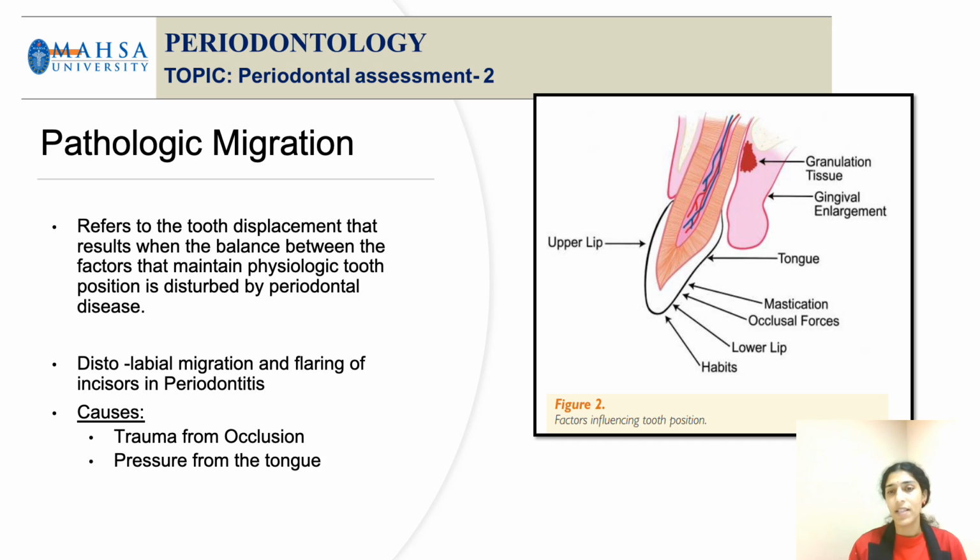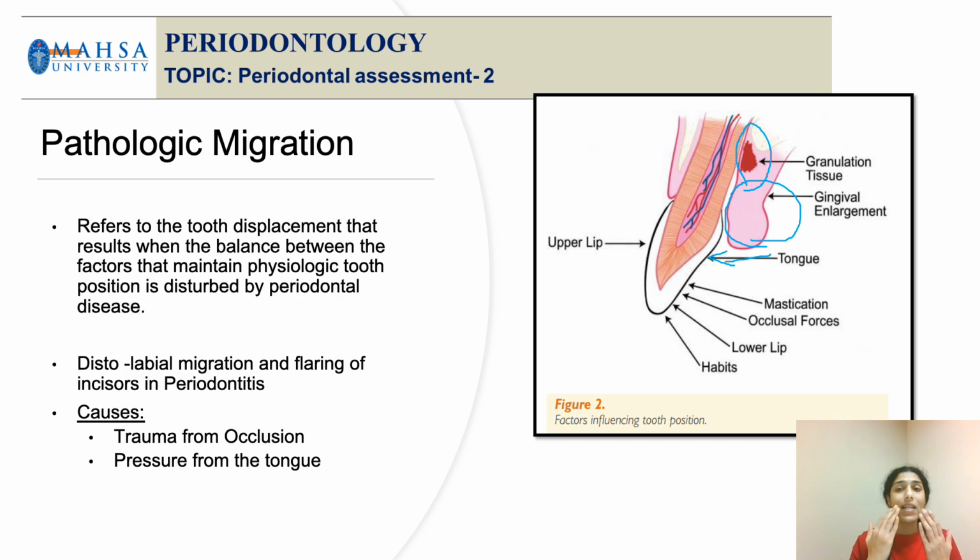As you can observe here in this picture, the position of the tooth is usually influenced by the amount of granulation tissue and the amount of gingival enlargement that is present, the tongue movements, right, the movement of the tongue. That's why I said tongue thrusting is one of the important factors sometimes to be examined also. Masticatory and occlusal forces, lower lip competence and how the lower lip is positioned, and also the other habits. See, all these factors usually guide a tooth position, especially I'm talking about the incisors. And the incisors have a tendency for distolabial migration.